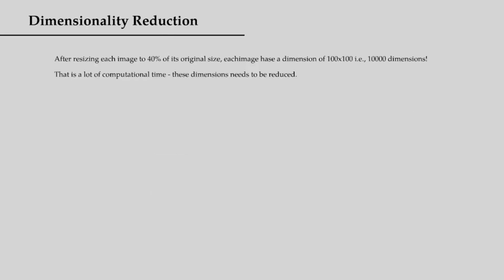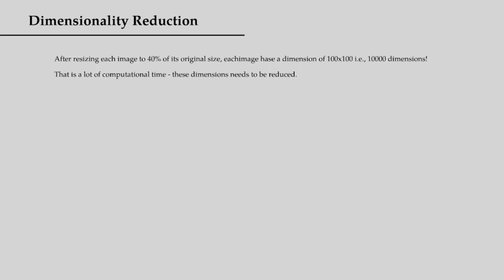Let's have a look at the way we reduce dimensionality. We have resized each image to 40% of its original size. That is, each image has a dimension of 100 pixels by 100 pixels. That is a total of 10,000 dimensions, which takes a lot of computational time. We need to reduce the dimensions in order to make some logical predictions.